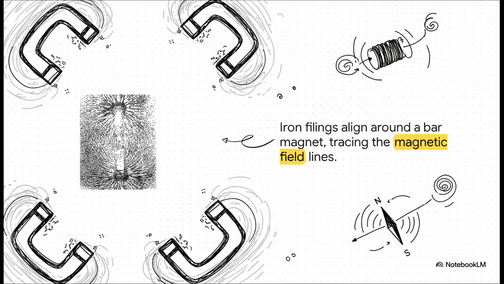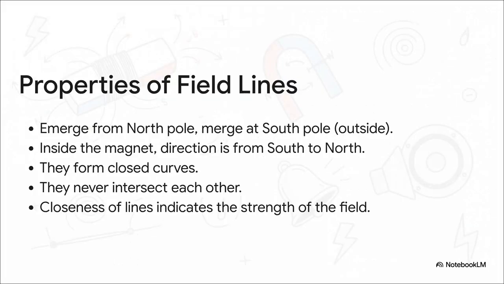And you know, even though we call them imaginary, you can actually see their effect. Look at this. When you sprinkle tiny iron filings around a magnet, they don't just land anywhere. They automatically arrange themselves into this beautiful pattern. They are literally tracing out the magnetic field lines for us to see. All right, let's quickly go over the properties of these field lines.